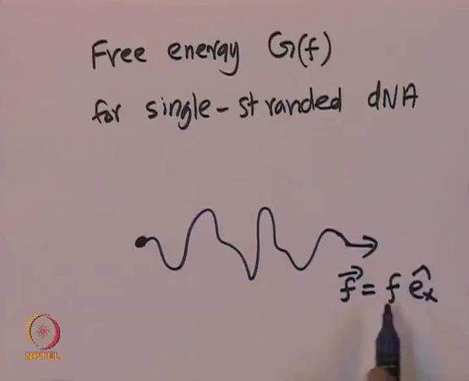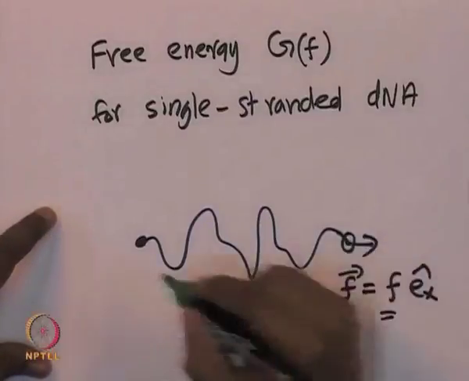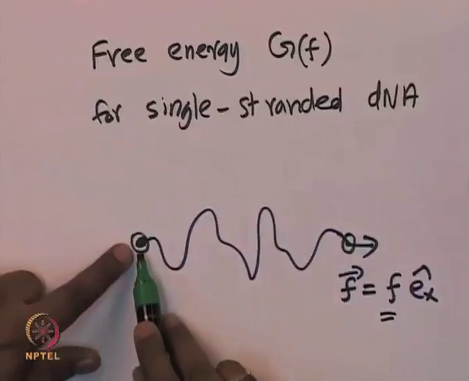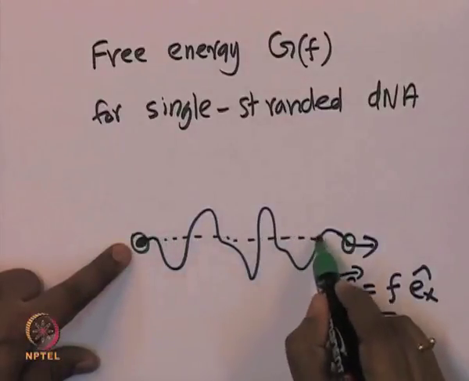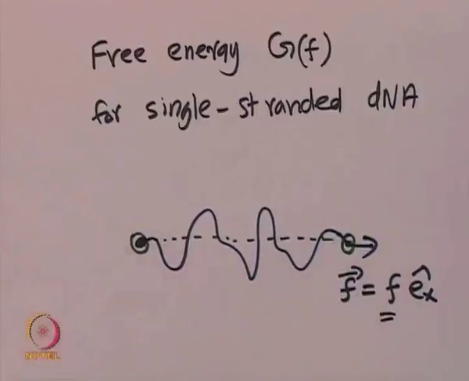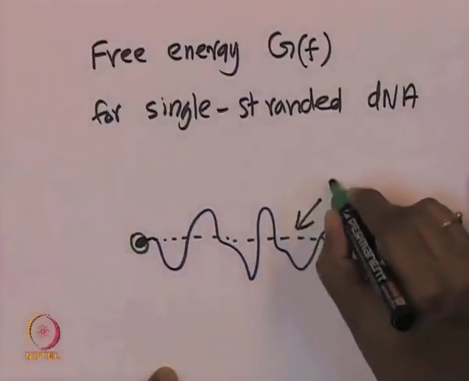So, this is the force we are going to apply on the DNA, and for a given value of this F, what is the distance from this point to this point? We want to measure this distance from here to here. This end-to-end distance for a given force is what we are interested in. So, this is r.